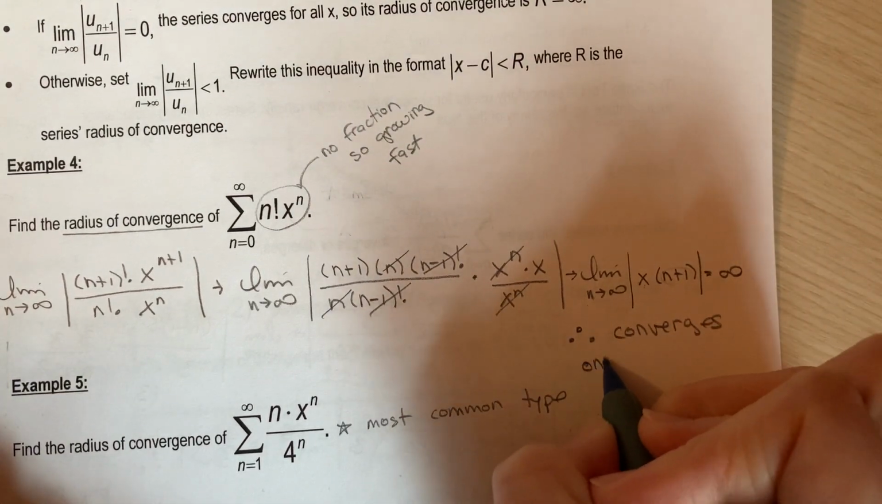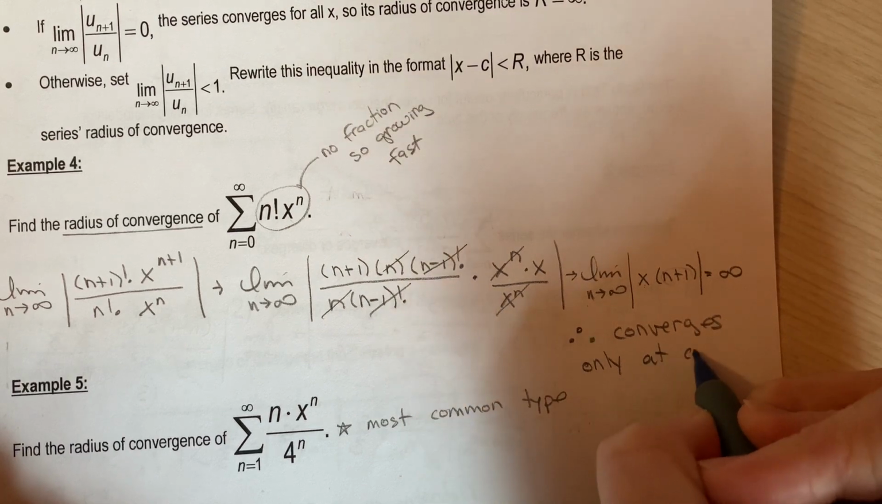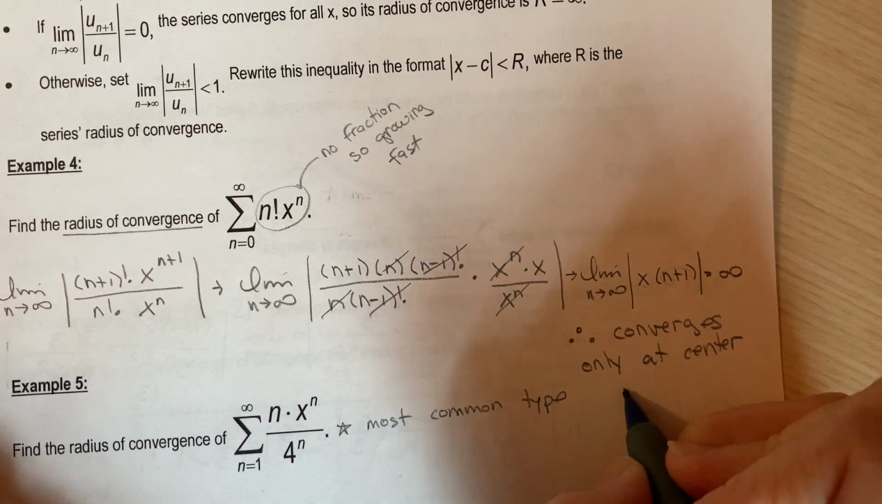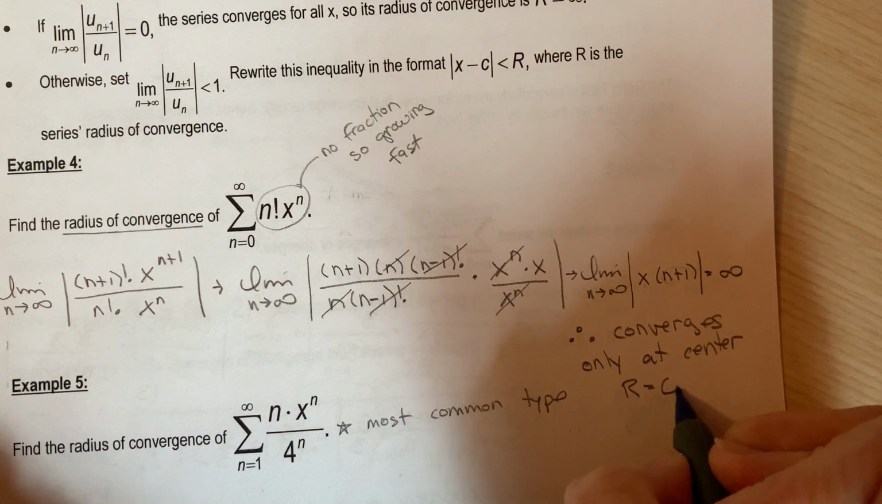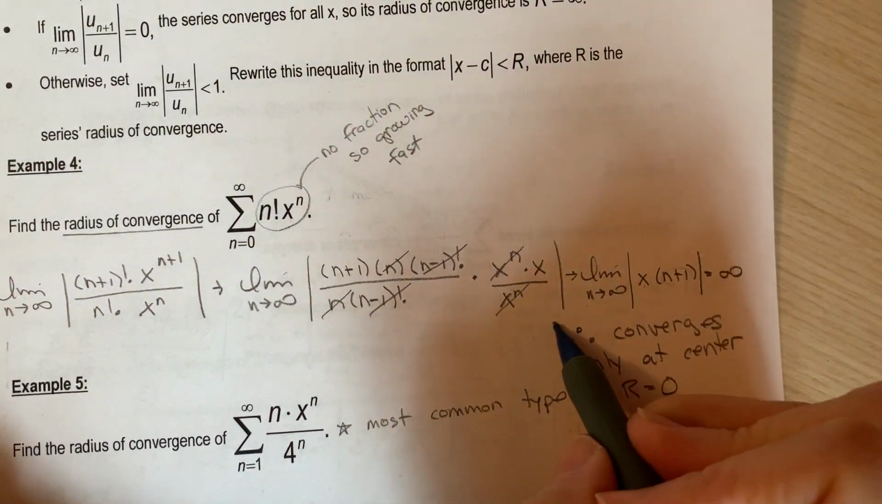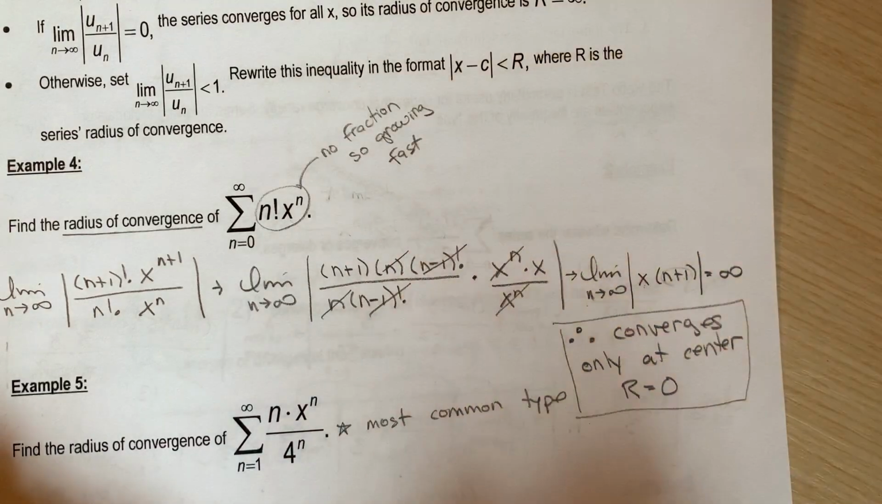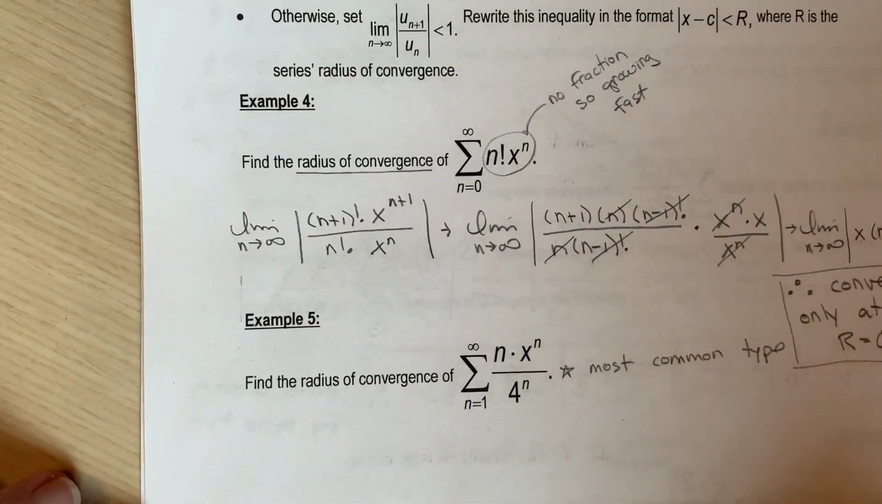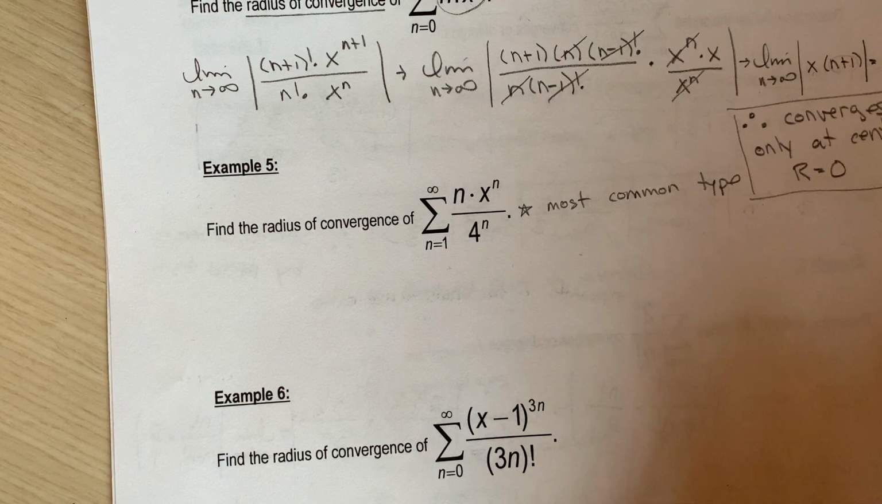converges only at center, and the radius of convergence is 0, or no radius of convergence. It only converges at the center. Okay, let's try the next one.